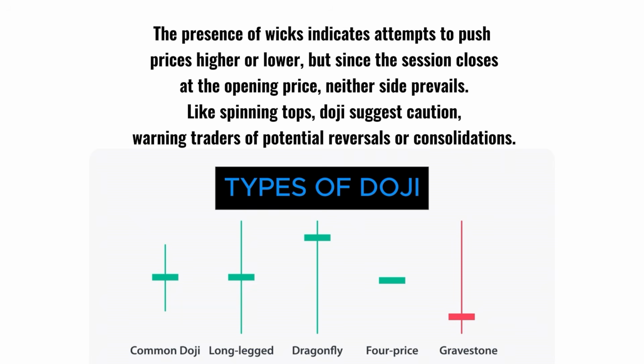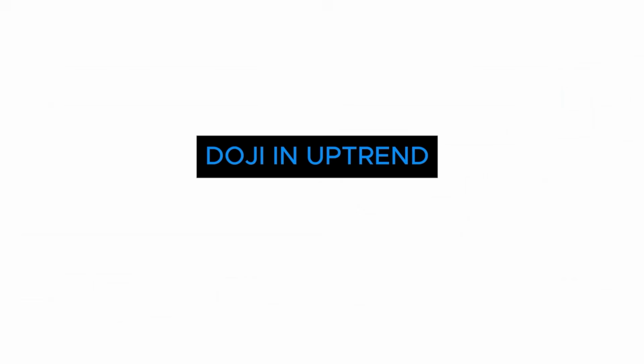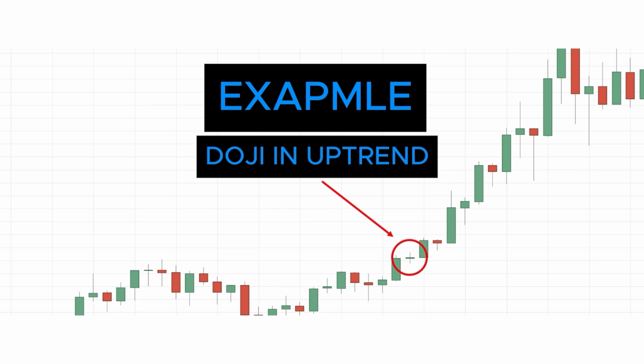The presence of wicks indicates attempts to push prices higher or lower, but since the session closes at the opening price, neither side prevails. Like spinning tops, Doji suggest caution, warning traders of potential reversals or consolidations. While there are many more candlestick patterns, understanding these core ones provides a strong foundation.